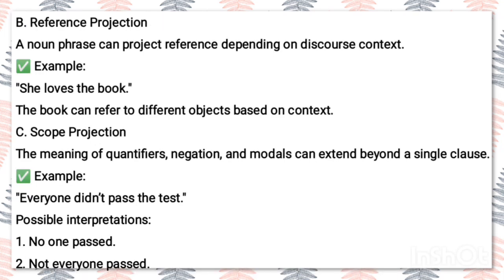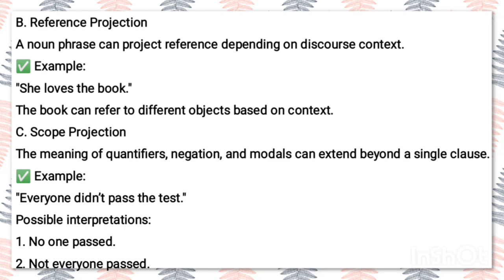Next one is reference projection. A noun phrase can refer to different objects depending on the discourse context. For example, she loves the book. The book can refer to a specific book or a book recently mentioned in conversation.